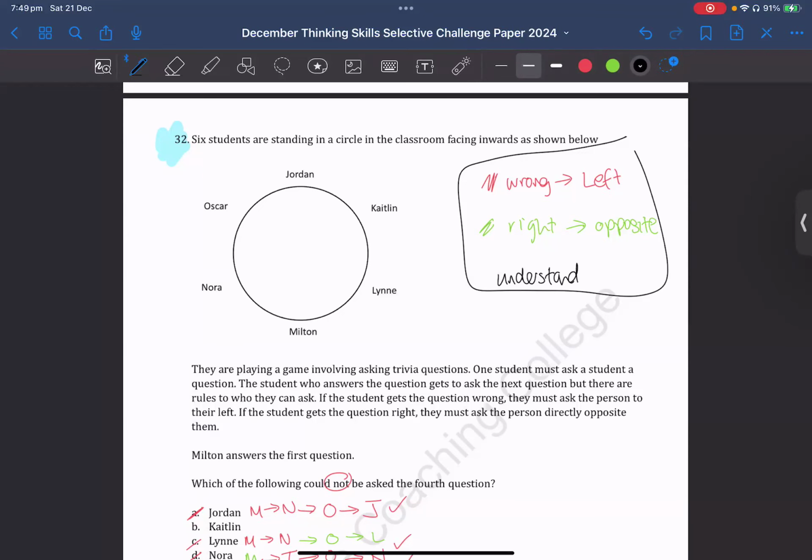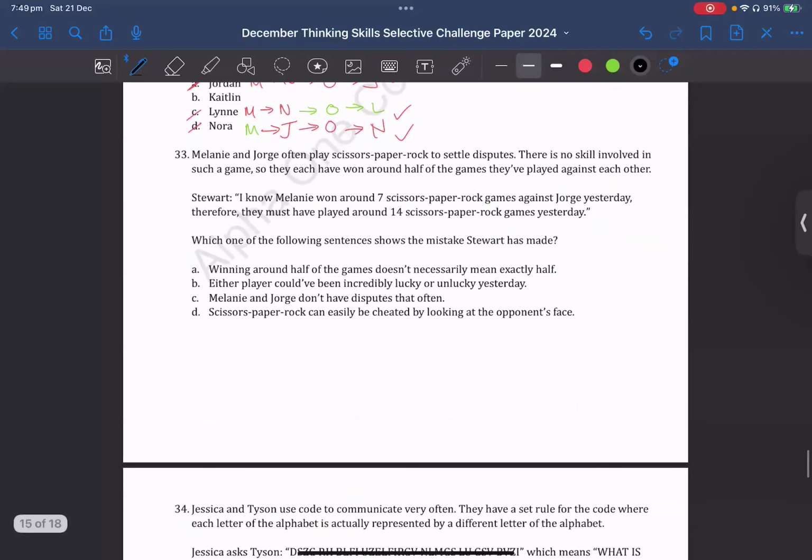Alrighty, so moving on to question 33. If you don't understand this question, I'm happy to come back to it later. Just for the interest of time, we'll go through the other questions first. So for question 33, Melanie and George often play scissors, paper, rock to settle disputes. There's no skill involved, so they each won around half the games. So we're trying to find the mistake here.